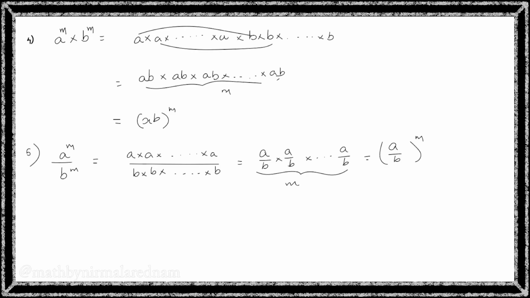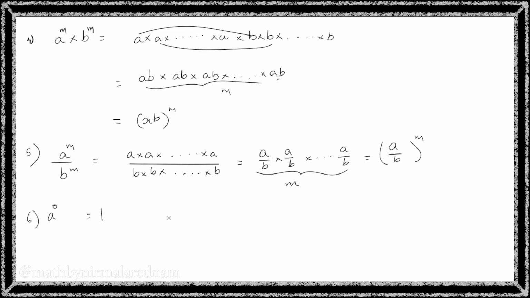Now the sixth law says a power 0. What do you mean by a raised to 0? I told you a raised to m means that you're multiplying a, m number of times. So when you're saying a raised to 0, that means all the a's have been taken off from that multiplication box. There's nothing left. So you will be left with the multiplicative identity, which is 1. That is one way of looking at it. So a power 0 is 1.